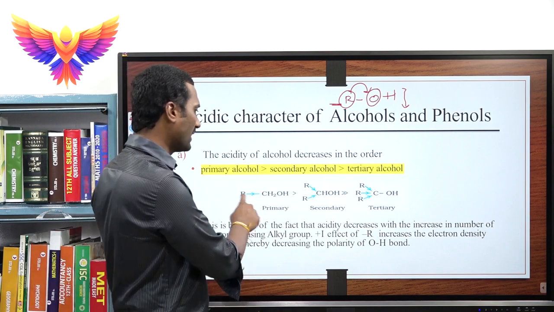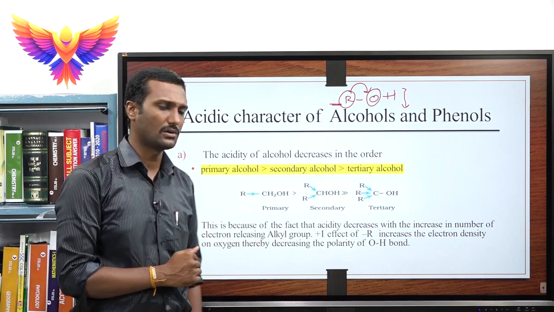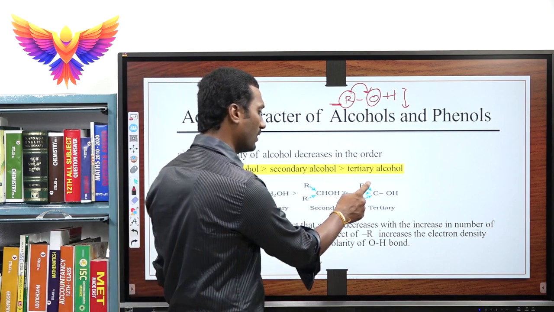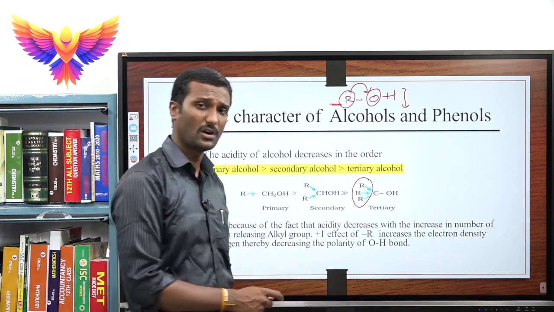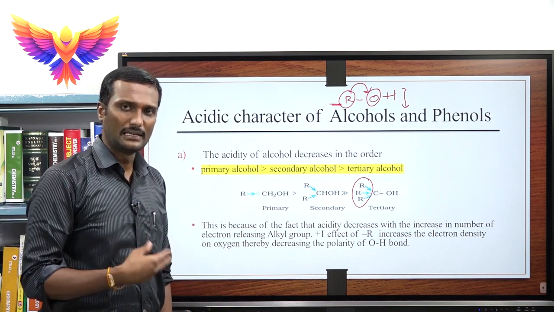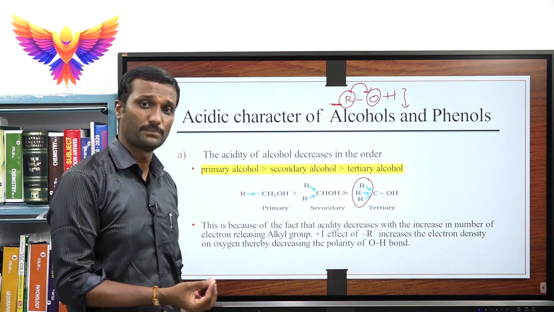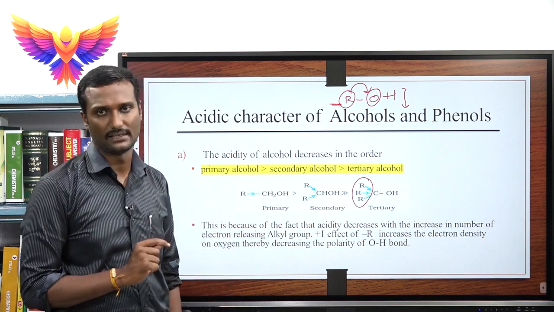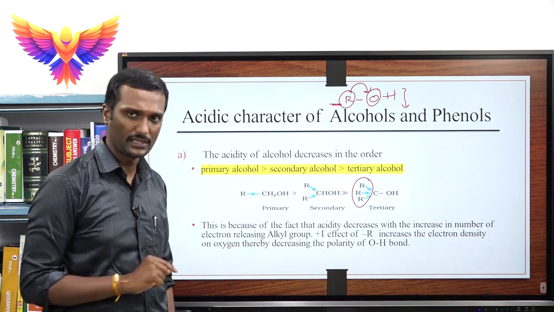Here you can see that I have taken alcohols like 1 degree, 2 degree and 3 degree. The 3 degree alcohol has very low acidic strength because there are 3 alkyl groups, so there is a greater release of electrons onto the oxygen, hence there is a decrease in the polarity and hence the acidic strength also decreases.